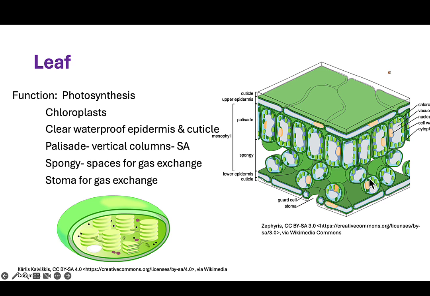And then if you have a look at the chloroplast, you can see that it has these stacks as well. And these stacks, again, increase that surface area for photosynthesis. So not only do we have specialized organelles, but we've also got specialized cells and specialized tissue to be able to achieve the specific purpose or specific function of those organelles, cells, and tissues.